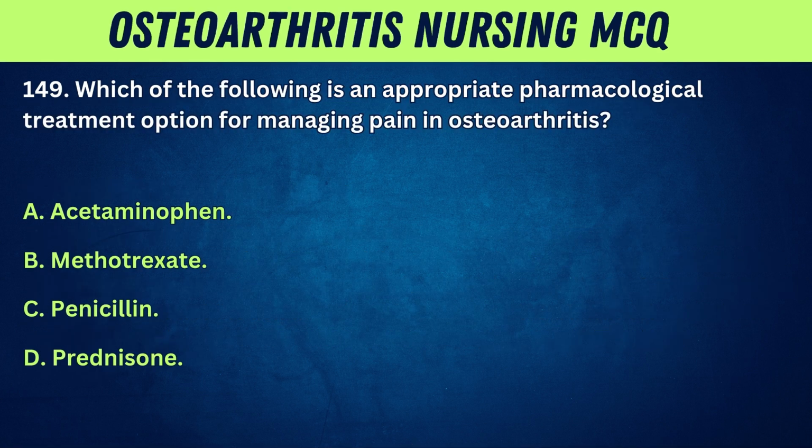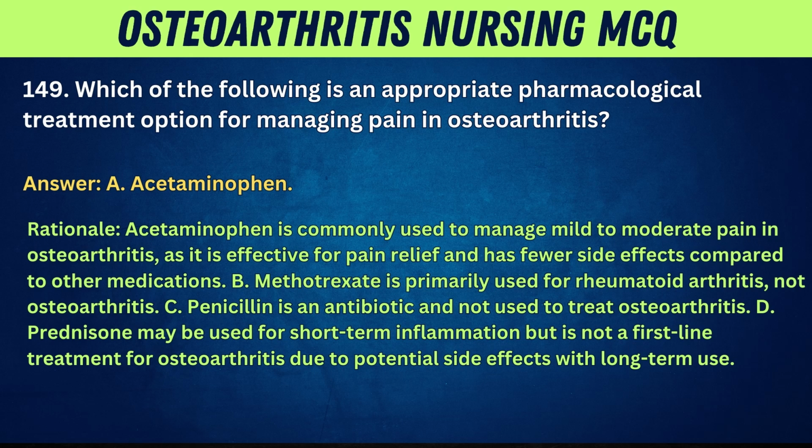149. Which of the following is an appropriate pharmacological treatment option for managing pain in osteoarthritis? A. Acetaminophen. B. Methotrexate. C. Penicillin. D. Prednisone. Answer: A. Acetaminophen. Rationale: acetaminophen is commonly used to manage mild to moderate pain in osteoarthritis, as it is effective for pain relief and has fewer side effects compared to other medications.